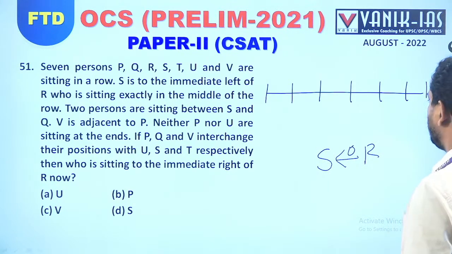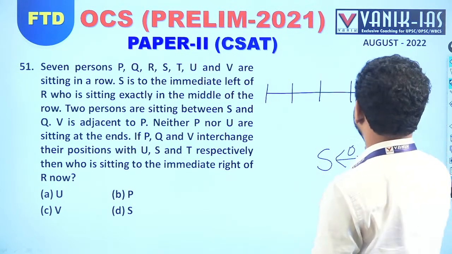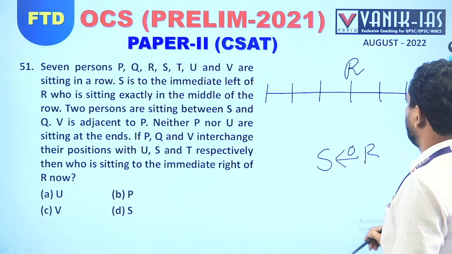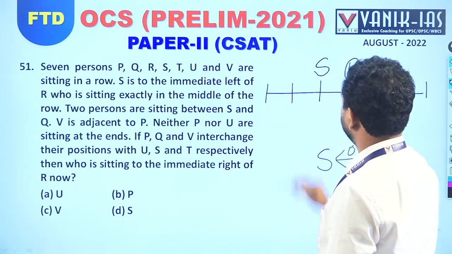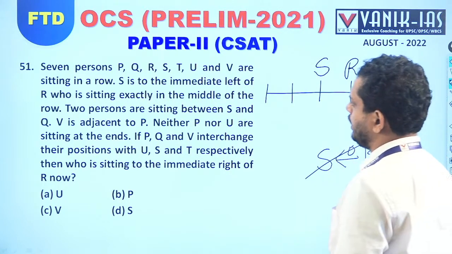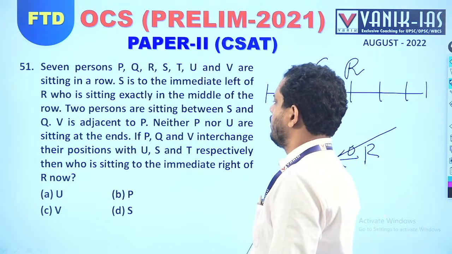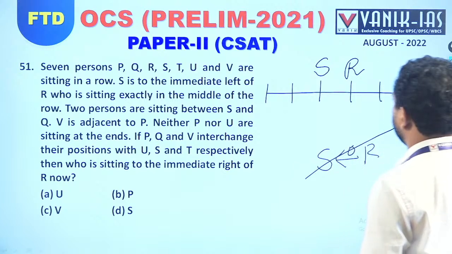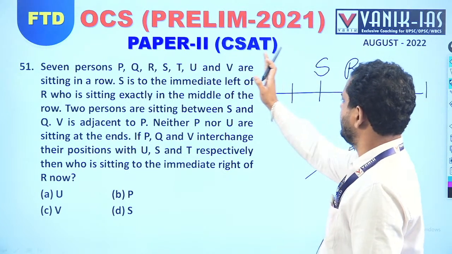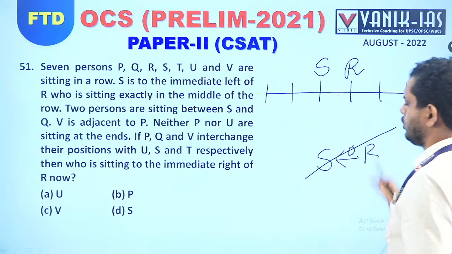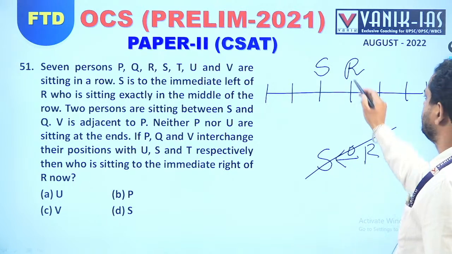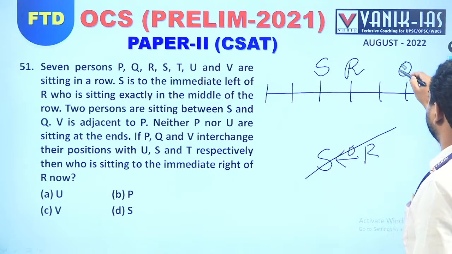R is sitting exactly in the middle. This one is R. R's immediate left is S. This was used already. Two persons are sitting between S and Q. If I move towards the left, Q is not possible because we have to make two persons in between them. S and Q, 1, 2, this one is Q.